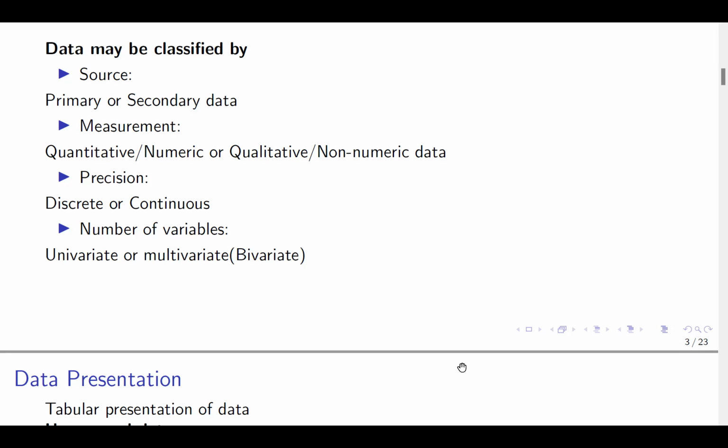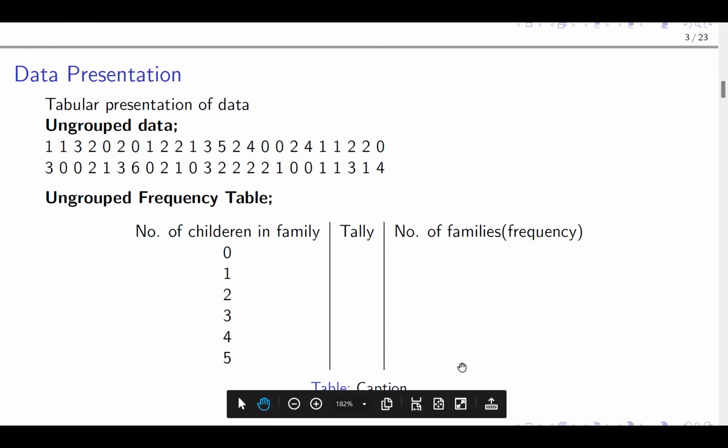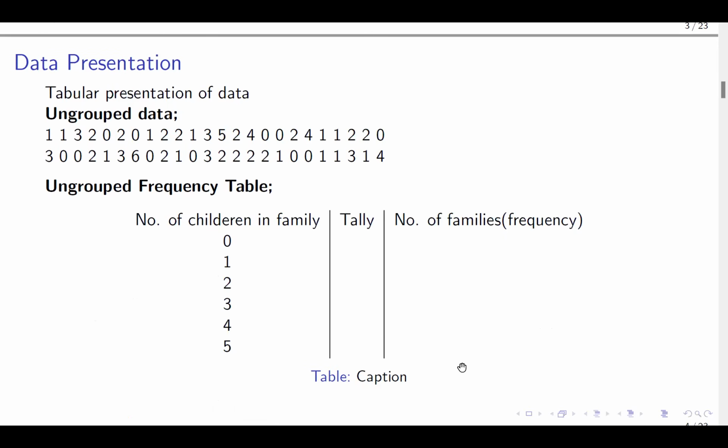But if you are doing a study that considers just one variable, for example, age, then you're looking at a univariate form of study. But in this course, we will not be focusing on the final classification of data. Let us now move on to data presentation. Data may be presented as ungrouped or as grouped.